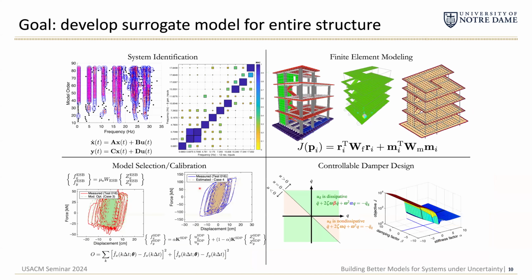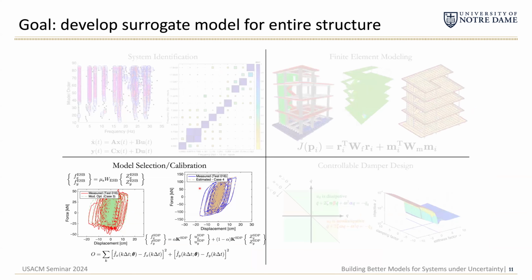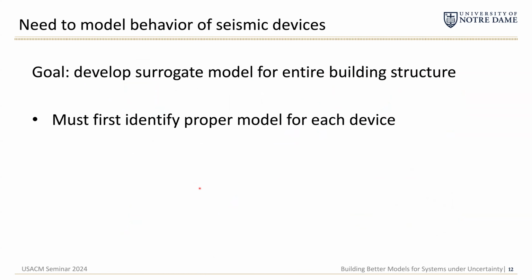So I was part of this larger project to develop a surrogate model for the entire structure. How are we going to create a computational model that can represent this test structure? And that involved challenges of system identification, finite element modeling, controllable damper design. I was part of a team working on many aspects of this project, but I want to focus today specifically on the model selection and calibration, because if our goal is to develop a surrogate model for the entire building structure, we're going to need a nice model to describe the seismic behavior of these different devices.